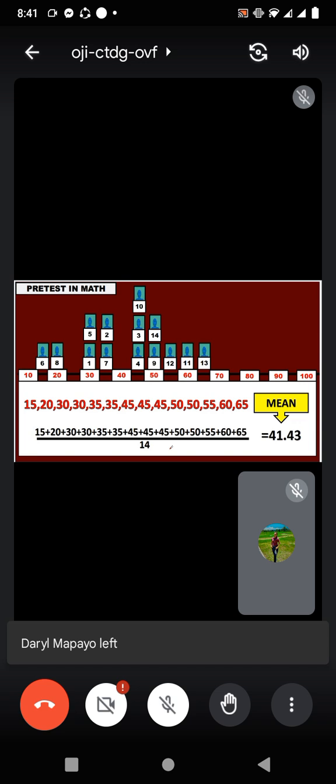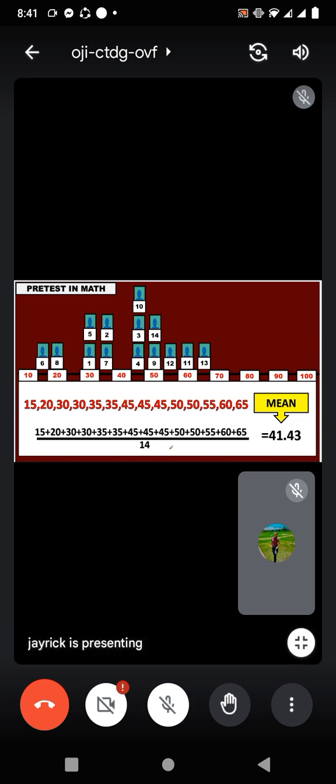Yes, the total number of students, or the total number of scores in the data set, is 14. So if we add all of these values in the data set and divide by 14, we have the mean value, which is 41.43. Okay, give them a virtual clap. The mean value is 41.43.